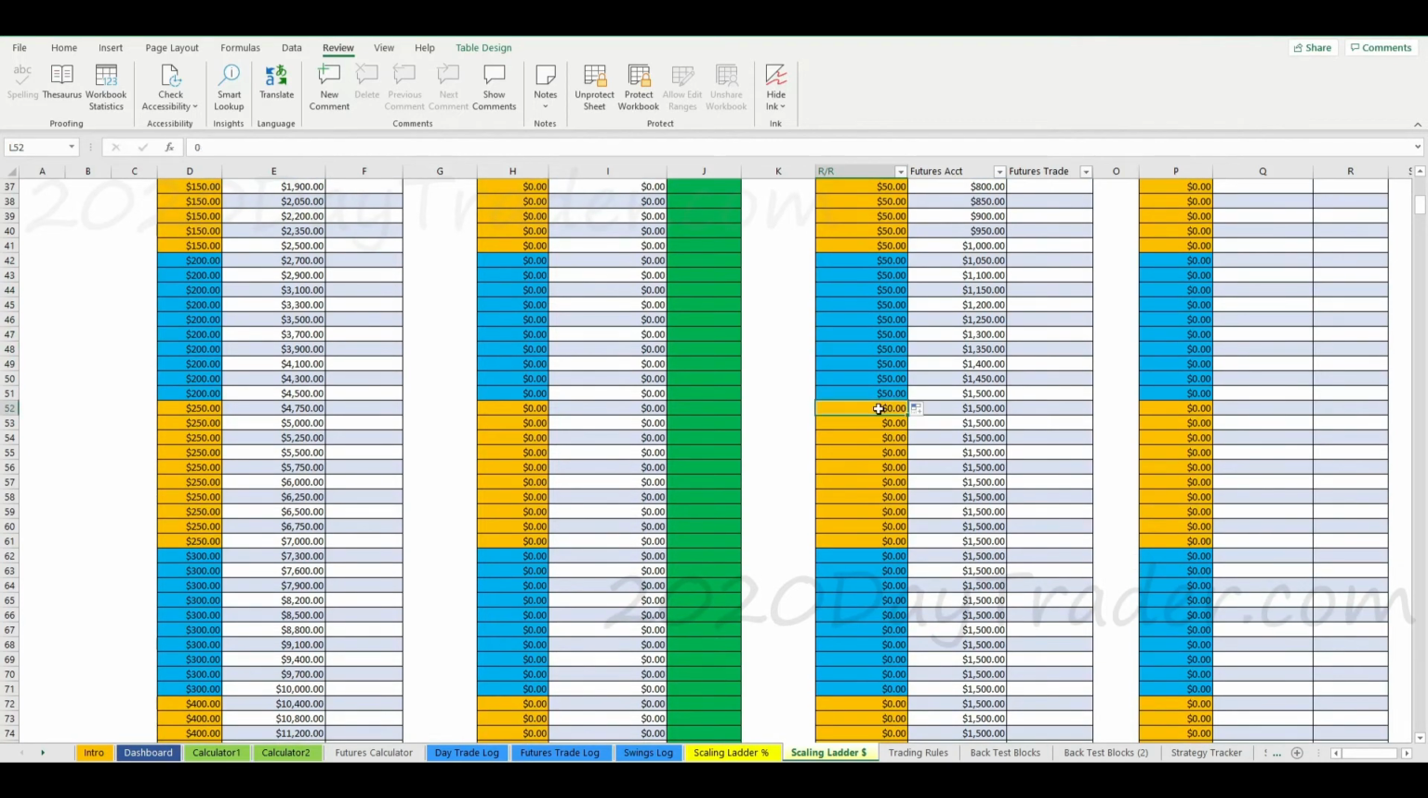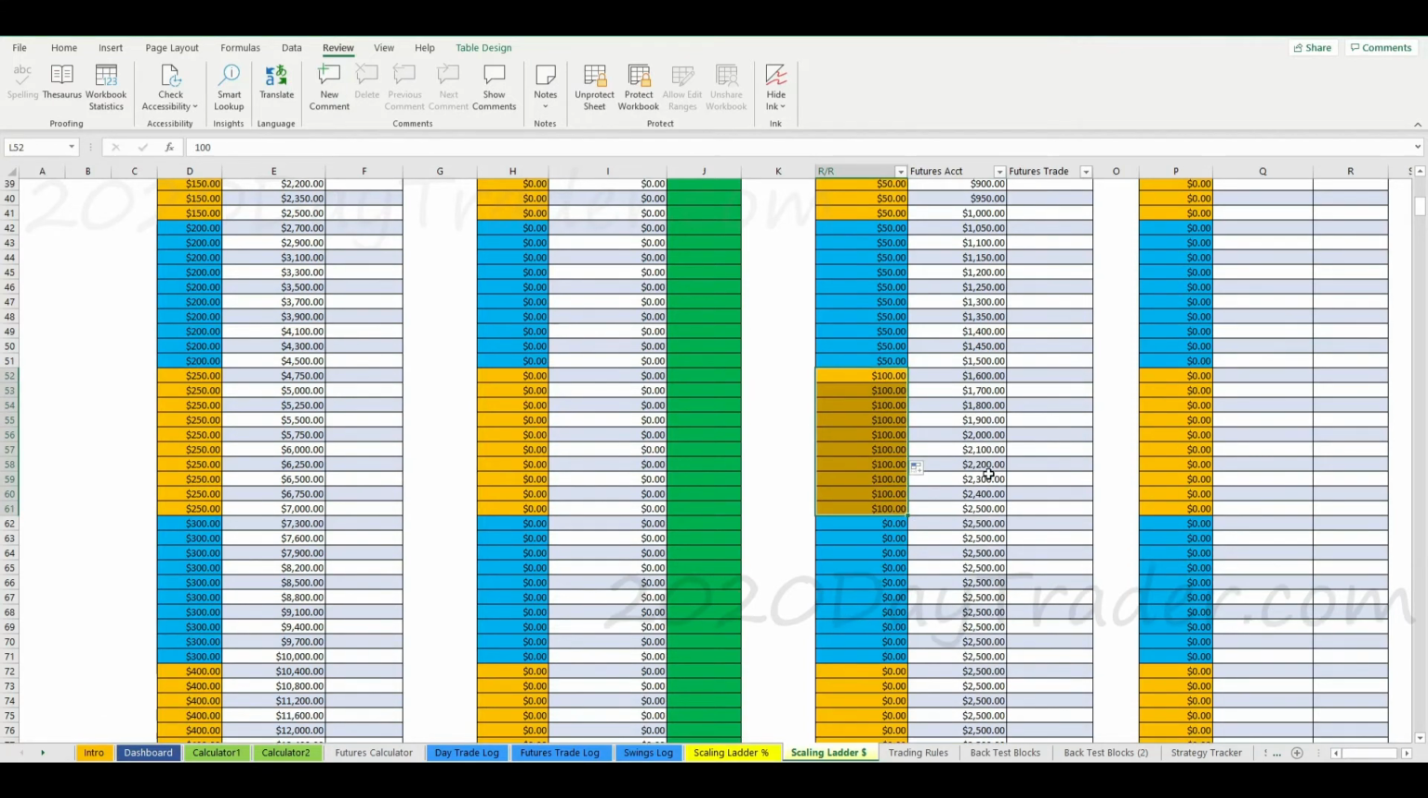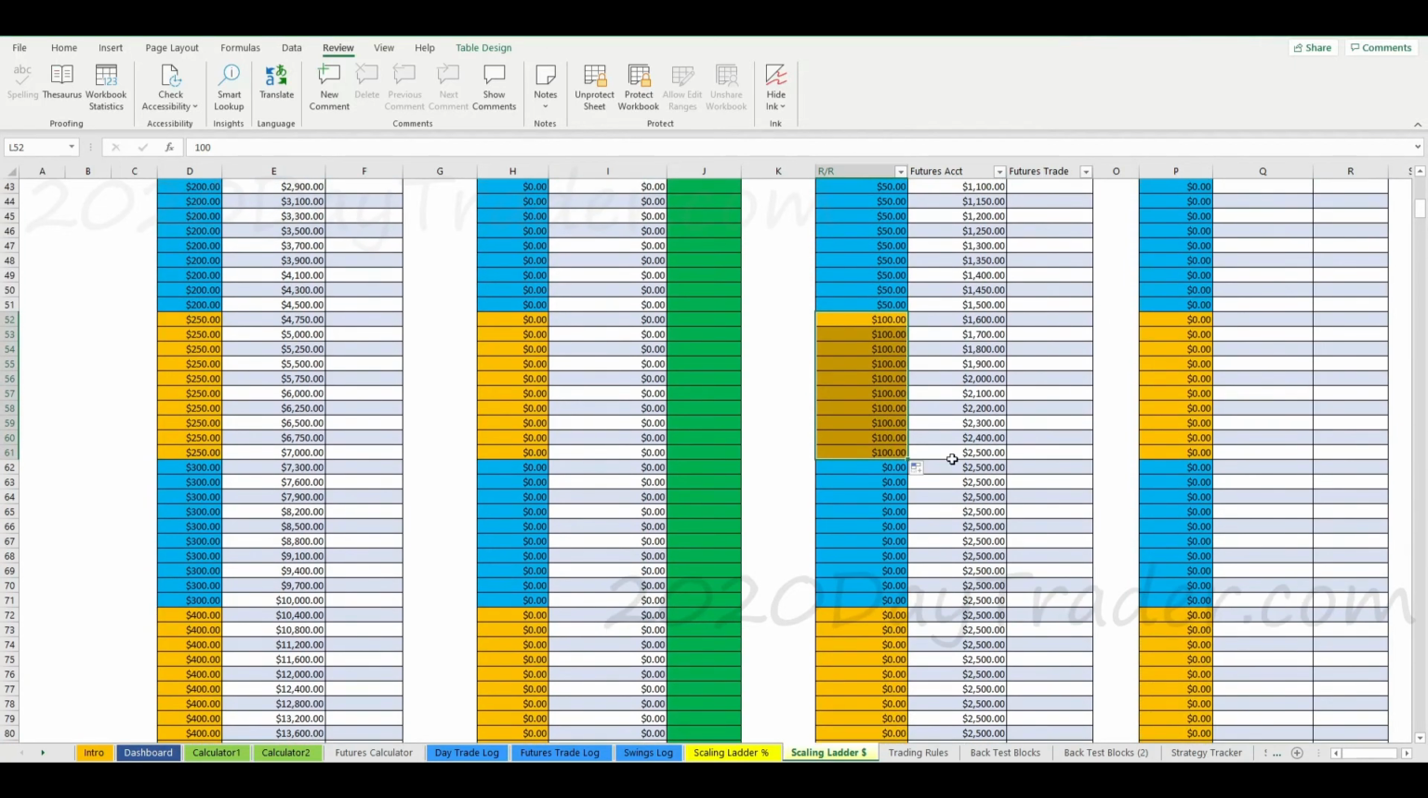So now I get to this level. Now I can go and raise it up because I can afford another contract. So this is also going to help me see what my year is going to look like and how long it's going to take to really make money in my futures account this year and grow it.